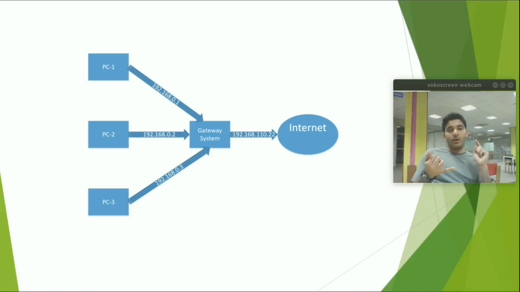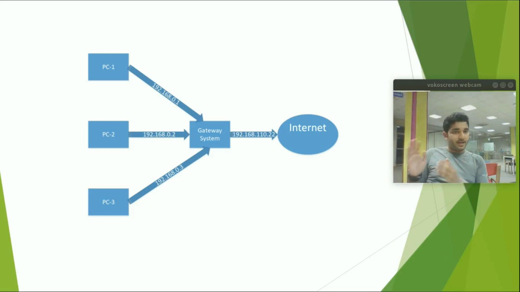What happens next is that the internet sends back the packets, the response to the request, and the gateway system receives it. The gateway system then gives it to the actual source. That's how this system works. I hope you got the point.